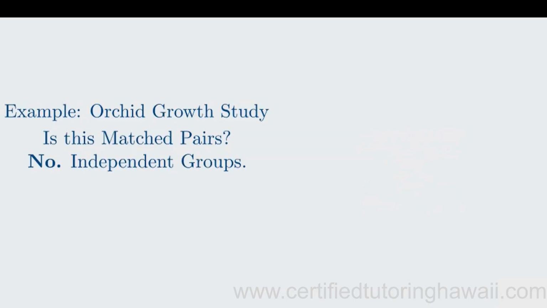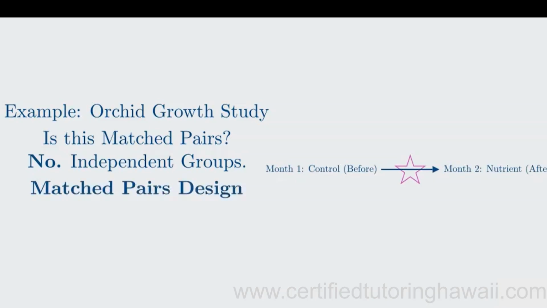But what if the biologist used a different design? What if they took 20 orchids, measured their growth rate for 1 month, then applied the nutrient and measured the growth rate of those same 20 orchids for a second month? Now, this is a matched pairs design because we have 2 measurements for every individual plant.